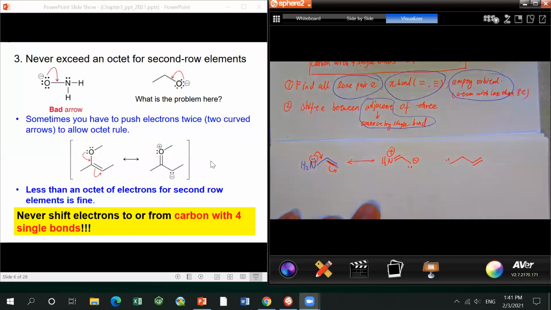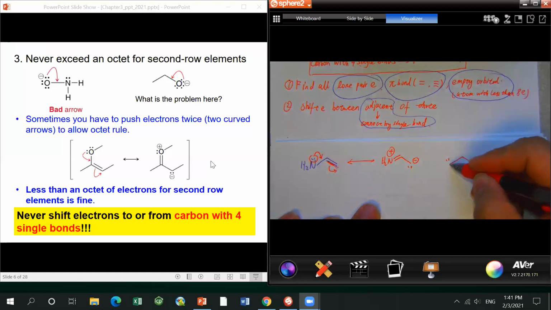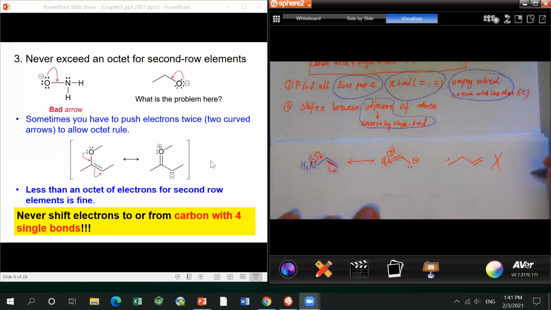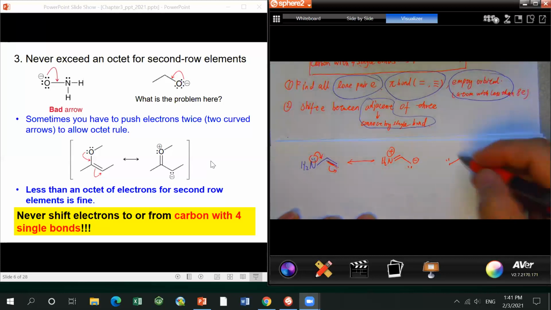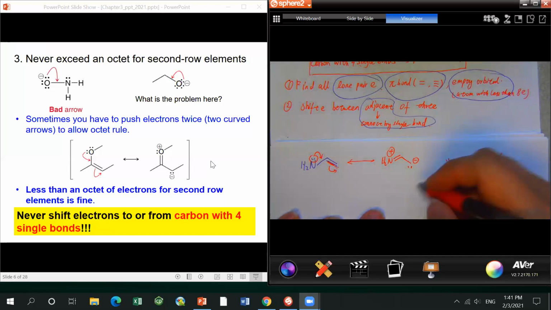We have the lone pair electrons on this terminal carbon and a pi bond here. But these two are connected by two single bonds, so that's not adjacent anymore. No resonance structure. Too far away, not work. Too close, also not work.